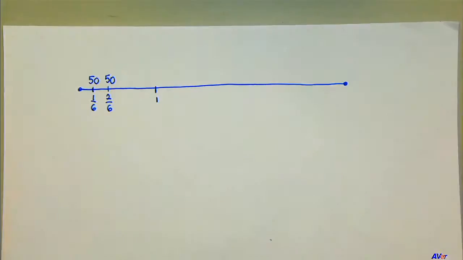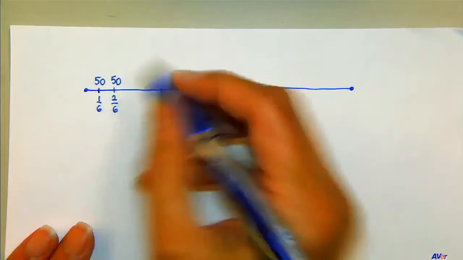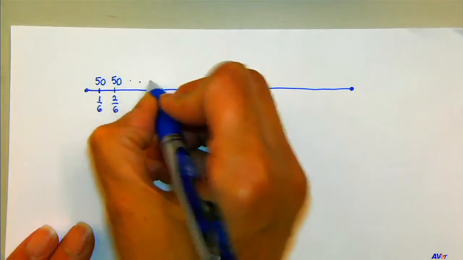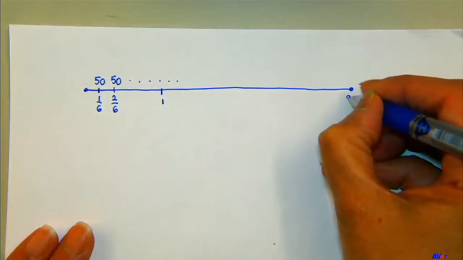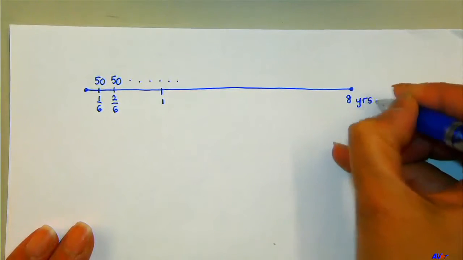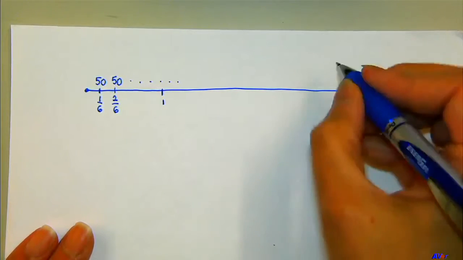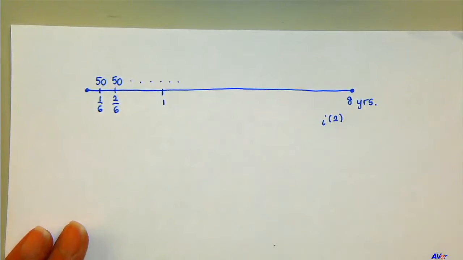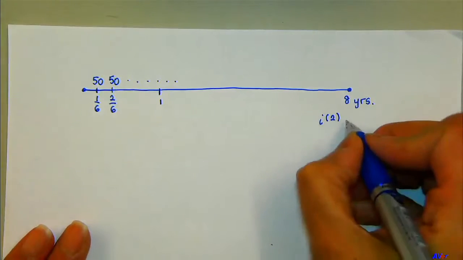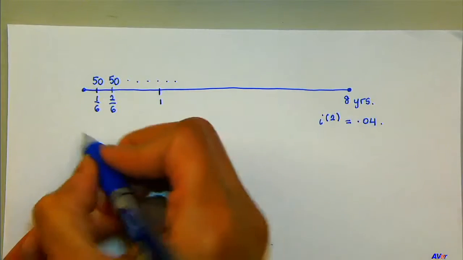Okay, so this annuity pays $50 at time 1/6, $50 at time 2/6, and this keeps going on for, let's say, 8 years. Annual interest rate, or I can make it a little tougher: I can say a nominal interest rate convertible semi-annually of 4%. Find the present value.